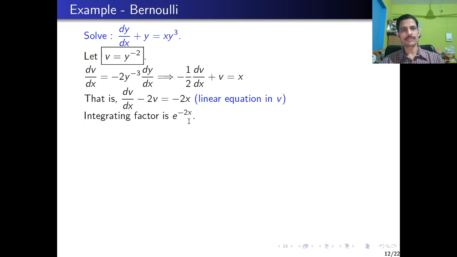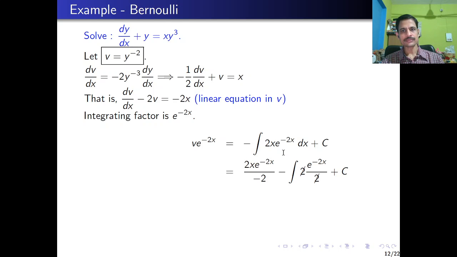The solution will be dependent variable v times integrating factor, that is v e raised to minus 2x, is equal to integration of integrating factor times q(x) dx plus c. So it is minus integration of 2x e raised to minus 2x dx. The e raised to minus 2x is the integrating factor which is appearing here as well as here.